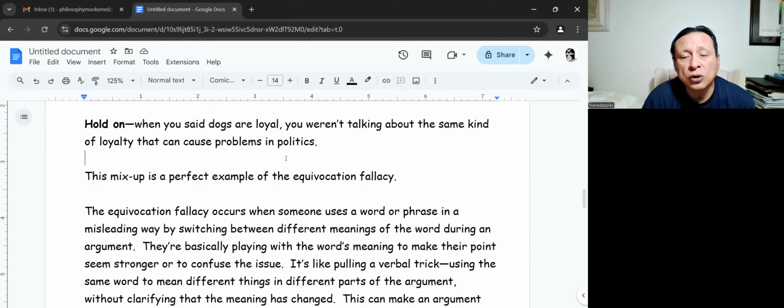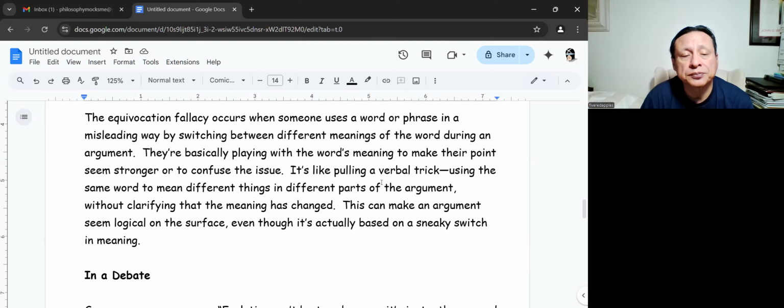When you said dogs are loyal, you weren't talking about the same kind of loyalty that can cause problems in politics. This mix-up is a perfect example of the equivocation fallacy. And then they explain the equivocation fallacy to you.